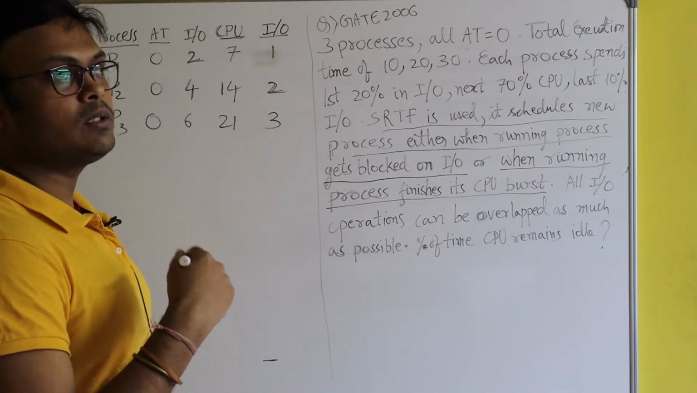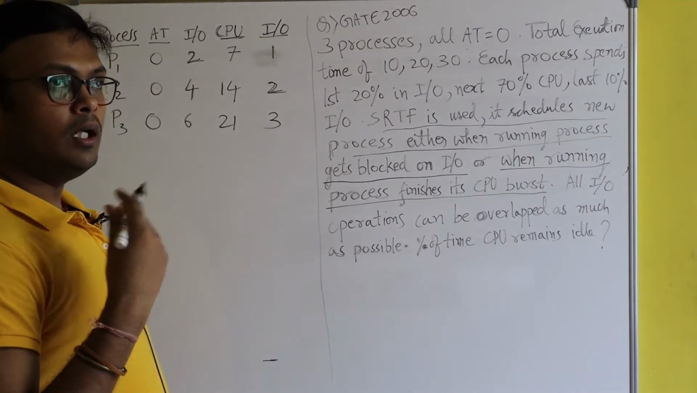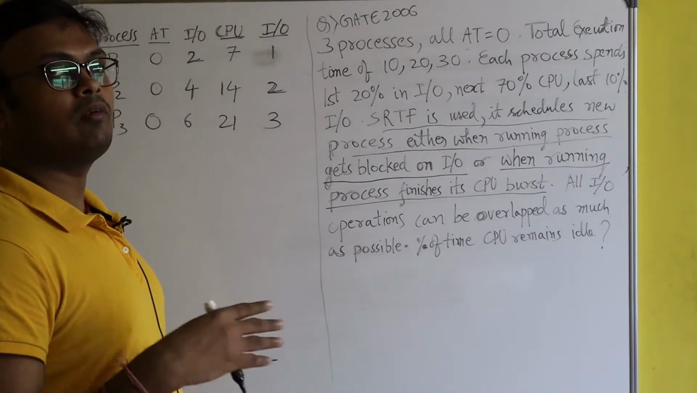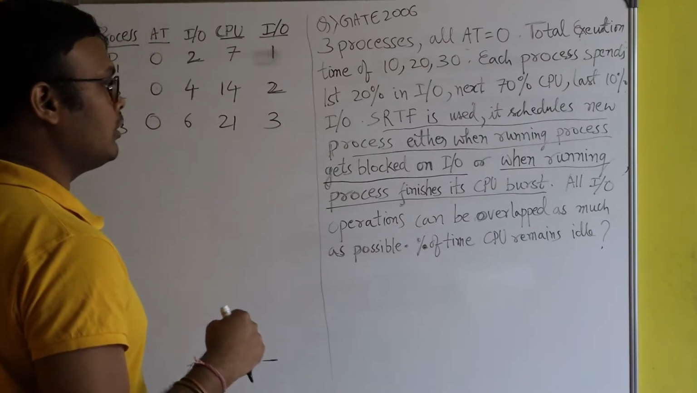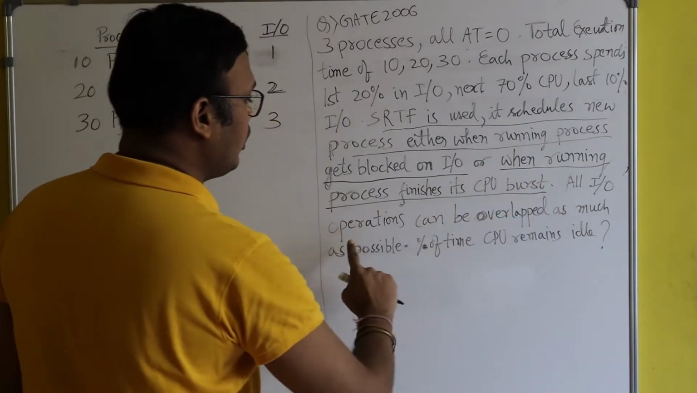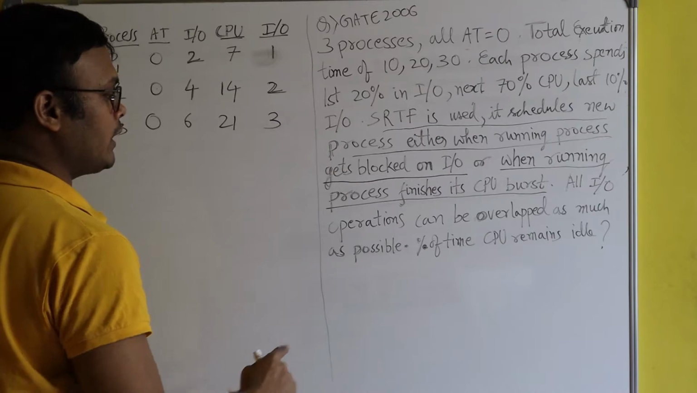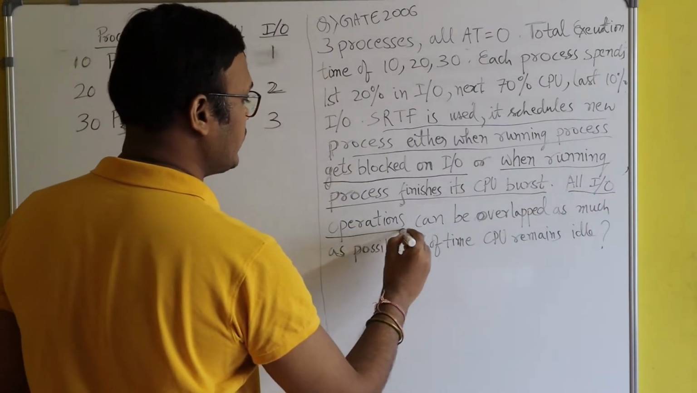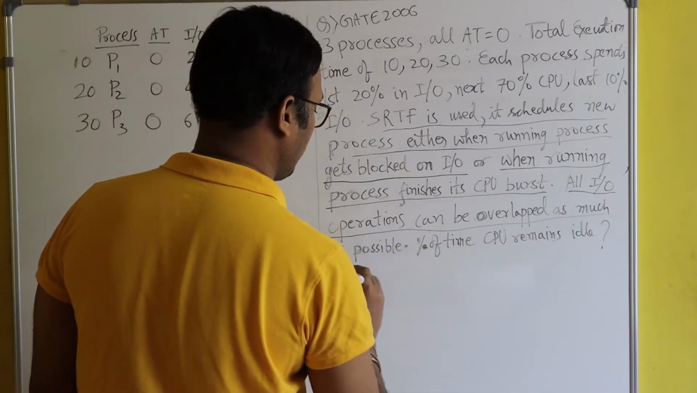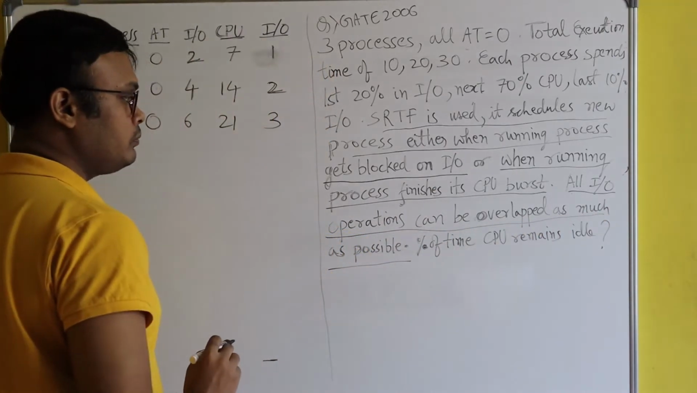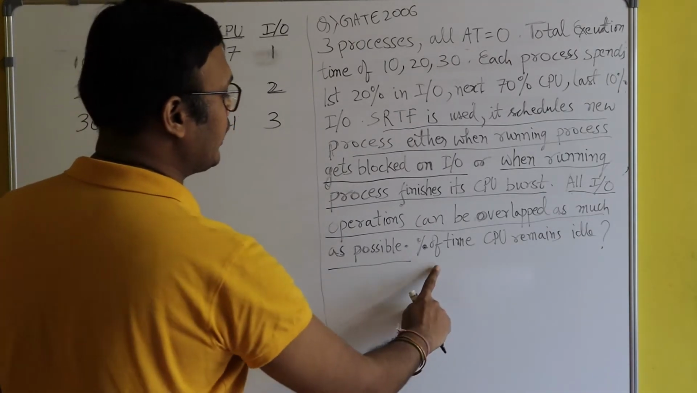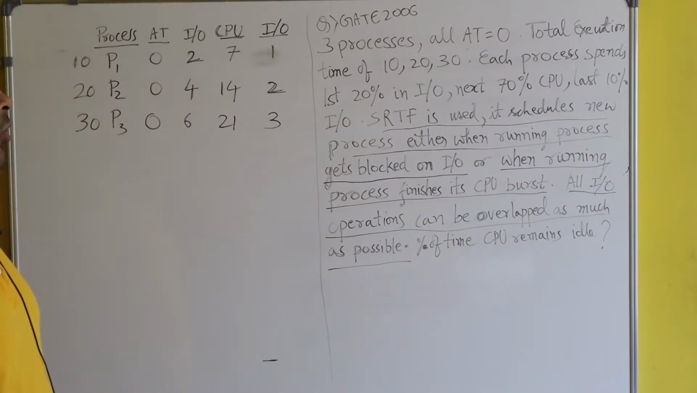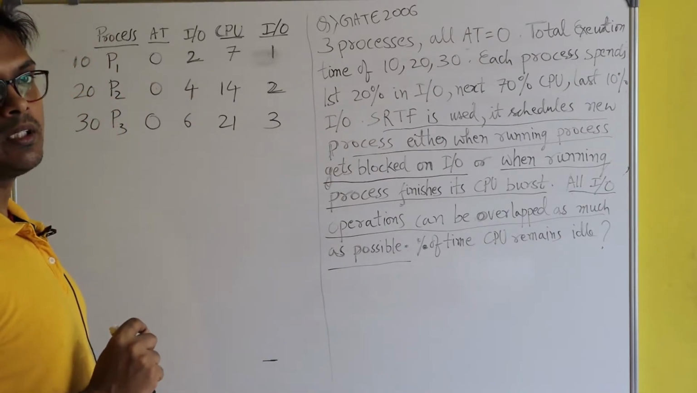If the current process is blocked on I/O, or if the current process has completed its CPU burst, then a new process can be scheduled. After that, all I/O operations can be overlapped as much as possible. This line is also important. I/O operations will be overlapped, and ultimately they are asking for the percentage of time the CPU remains idle. So we have to find out the CPU idle percentage time.